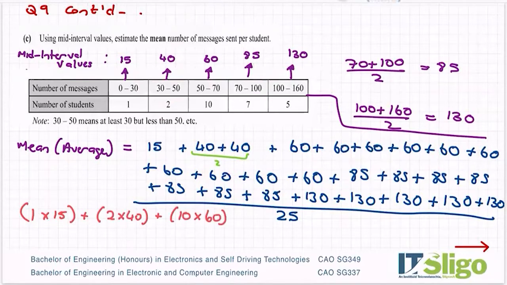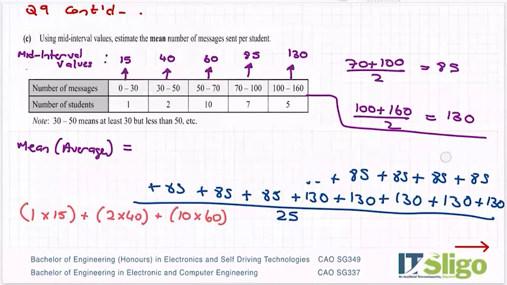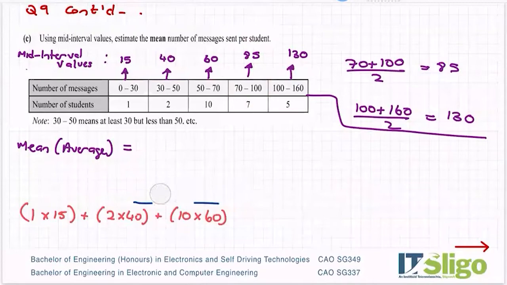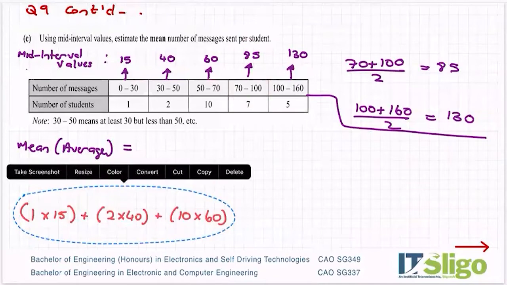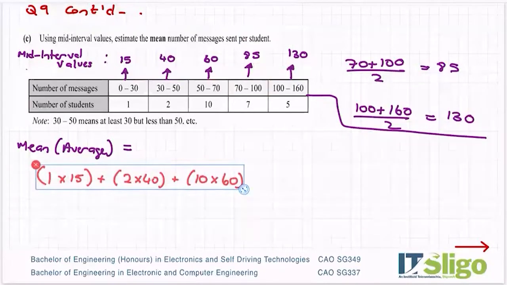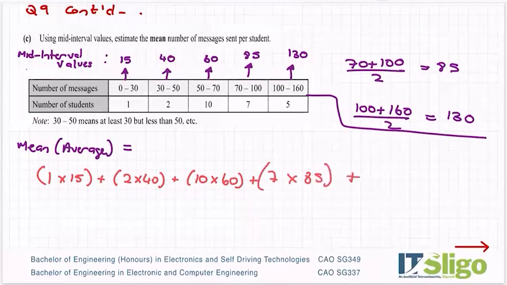I then have, I'm going to rub this out now if that's okay. So I have all of them accounted for. I then have 7 students sending 85 messages and 5 students sending 130 messages. Okay, so let me rub this out and make some space for the neater way of writing it. Plus 7 students sending 85 messages plus 5 students sending 130 messages. And you see that's far easier to write down.